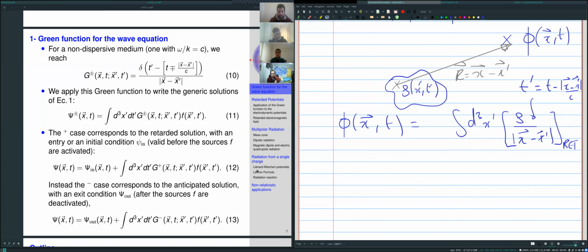Okay, and what's the opposite solution? Well, the opposite solution would be not the retarded solution, but the anticipated solution, and this would be what we need to do when we have the opposite situation, when we are given this electric field, and we want to figure out what the sources are that are producing this electric field.